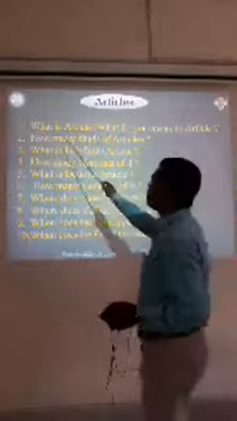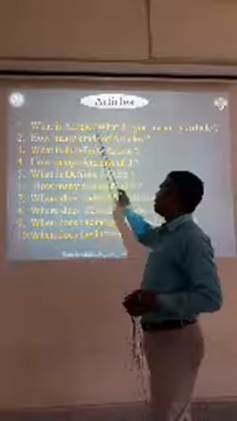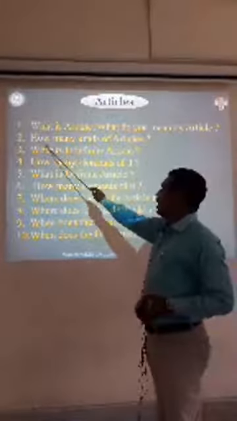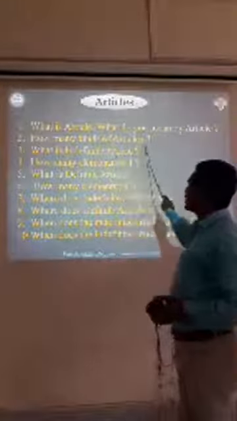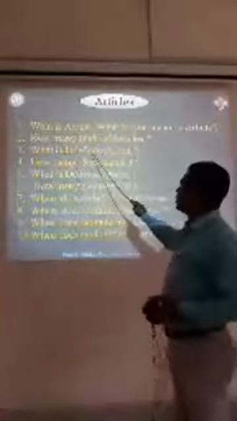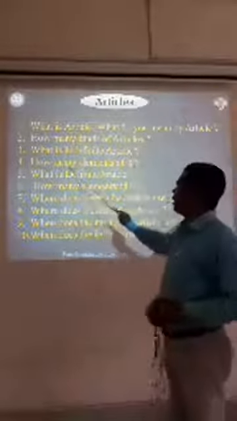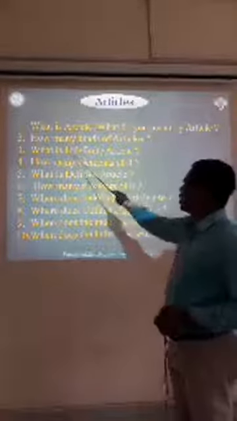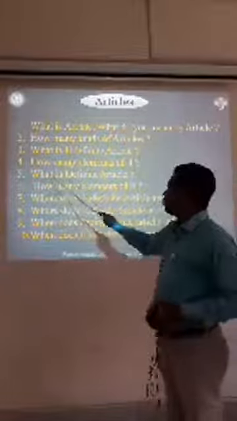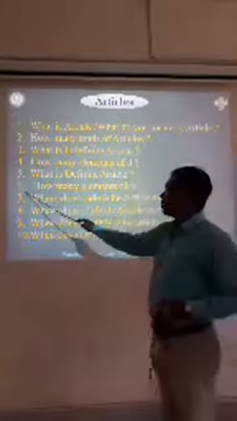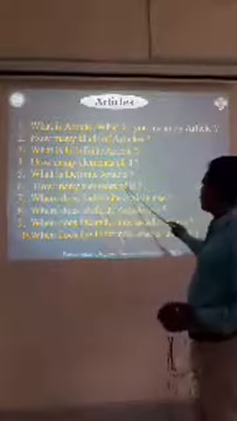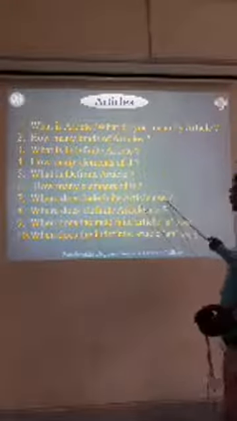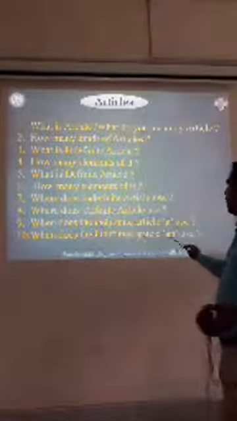Now, number 1, what is an article, or what do you mean by articles? Number 2, how many kinds of articles? Number 3, what is definite article? Number 4, what is indefinite article? Number 5, what is definite article? Number 6, how many elements of it? Number 7, where does indefinite article use? Number 8, where does definite article use?